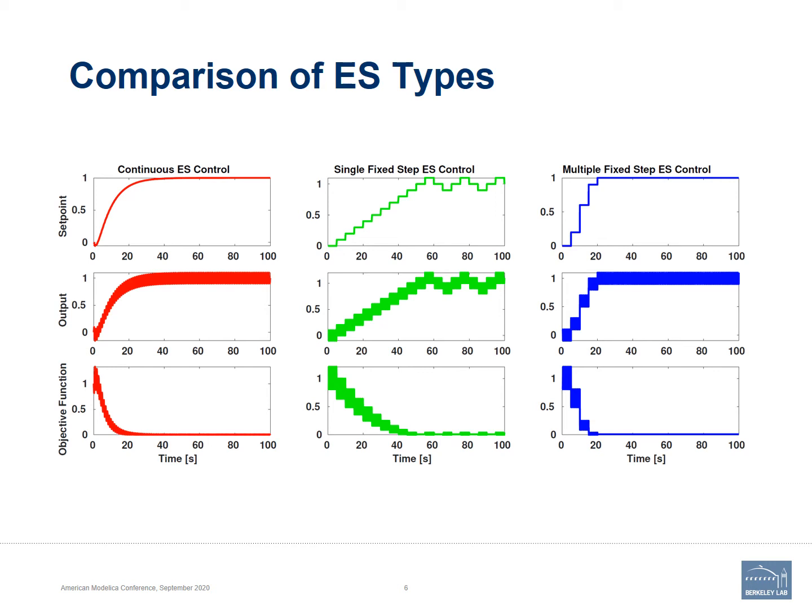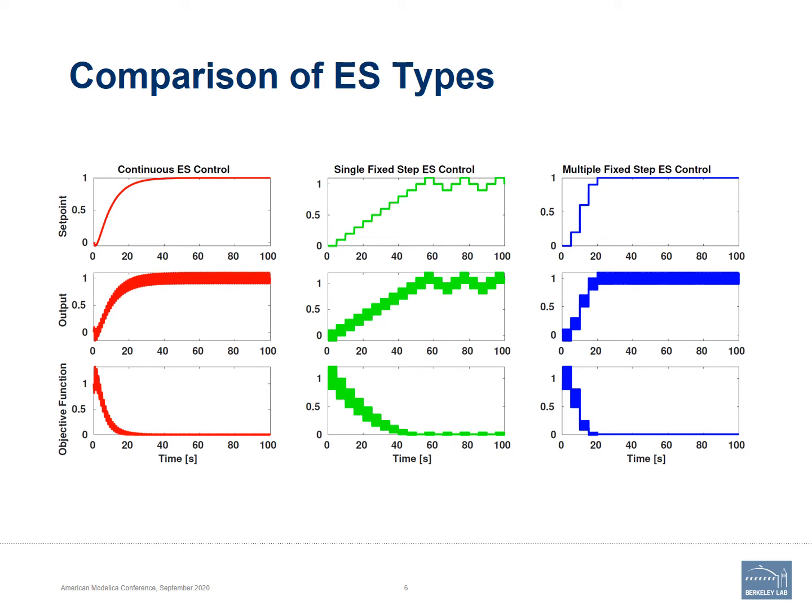So this is one of the downsides of the single fixed step ES controller, that it will always change its set points. Whereas with the multiple fixed step ES controller, you can see all the steps it does are a multiple of 0.1, but it can do multiple steps at a time, and because it's rounding to the closest set point, it in this case is able to round to 1 and then stay on the optimal target value.